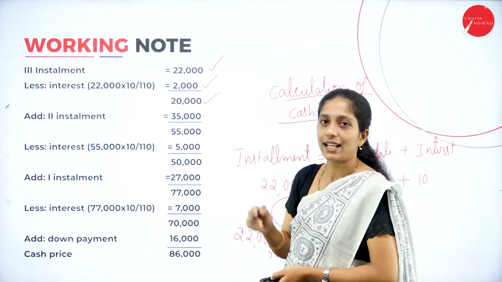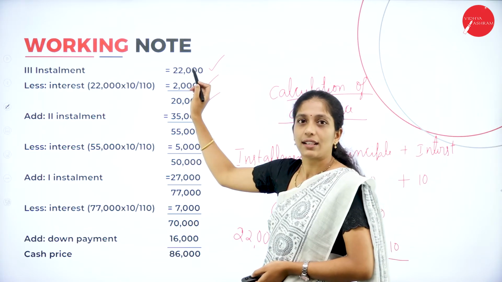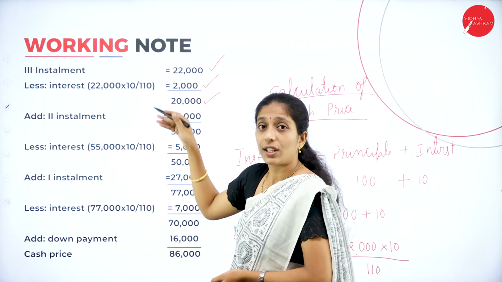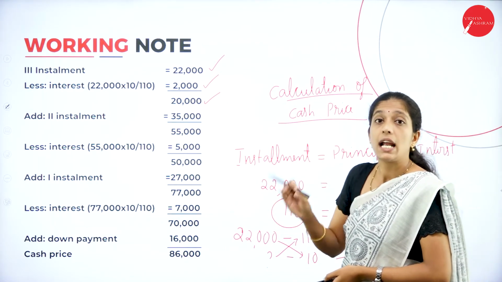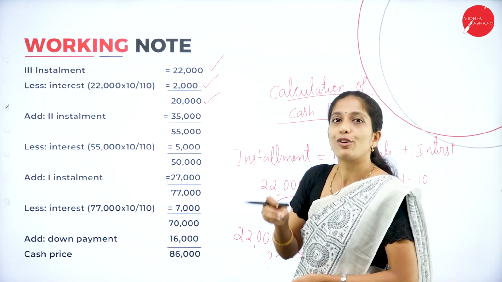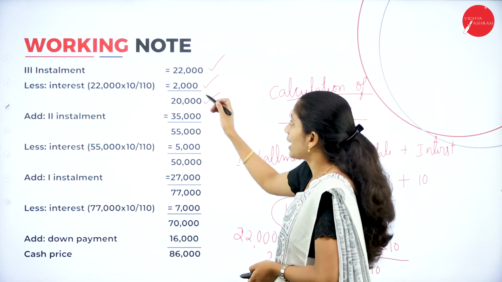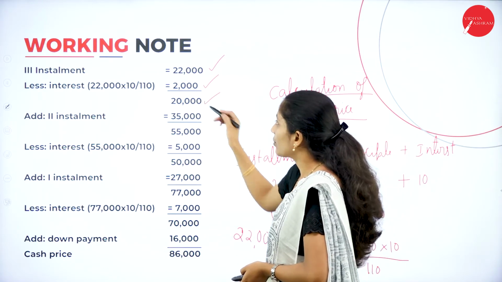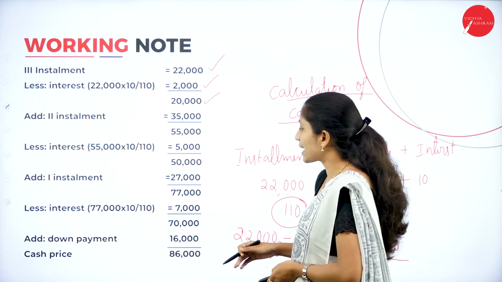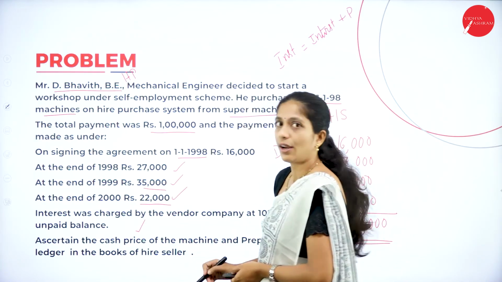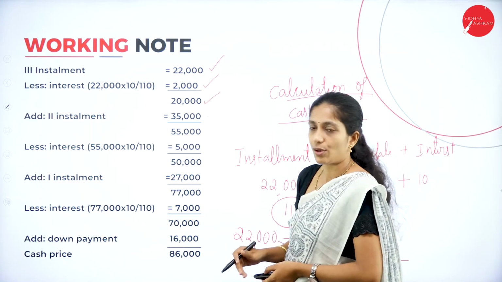Now add the second installment to that. We are done with the third installment. First we take the third installment less interest. For that we have to use 110, not 100%. Why? Because it is inclusive of interest, right? So 22,000 into 10 divided by 110 gives 2,000. Deduct that, and we get 20,000. Now add the second installment. What is the second installment? 35,000. So add 35,000, and I get 55,000.